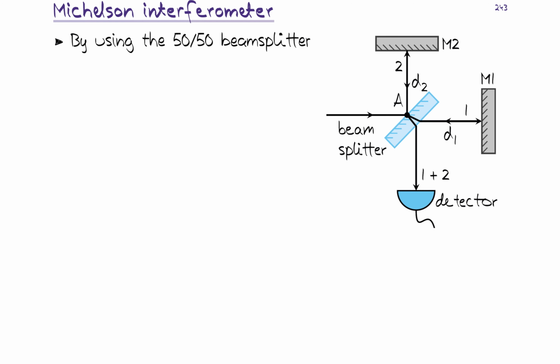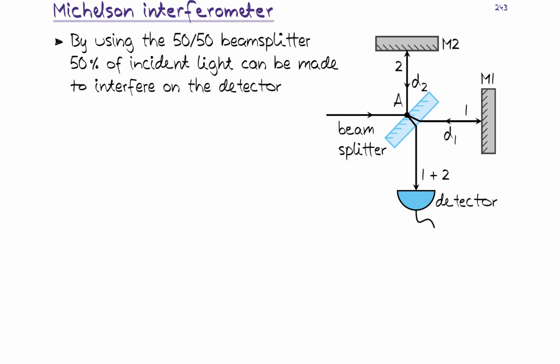And now we're using a 50-50 beam splitter. So like I said, 50% of the incident light can be made to interfere at the detector. And this is the downside that we have in the Michelson interferometer. I did not draw it here, but let me clarify by just pointing out with this arrow. So if 50% of light is being reflected here, then everything will be reflected here, and then my second ray of light is hitting the beam splitter again.